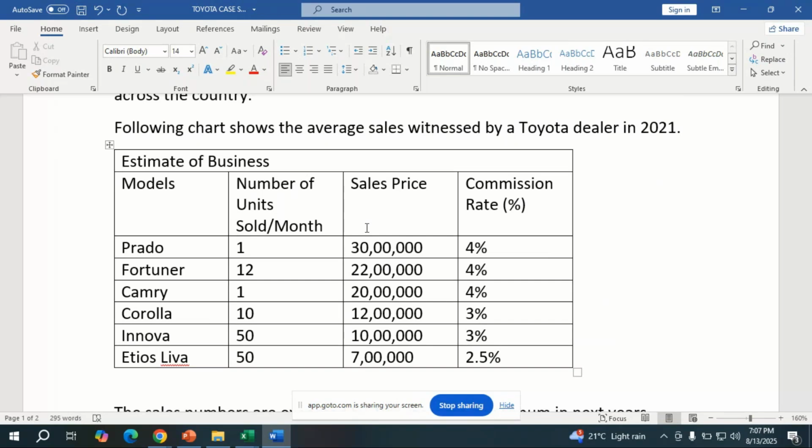Corolla, 10 units were sold, priced at 12 lakh each, with 3% commission. Innova, 50 units were sold, priced at 10 lakh per unit, with 3% commission. Etios Liva, 50 units of cars were sold, priced at 7 lakh per unit, and the commission rate is 2.5%. So this is a brief history of the business, what models they are into, and how many units are being sold.